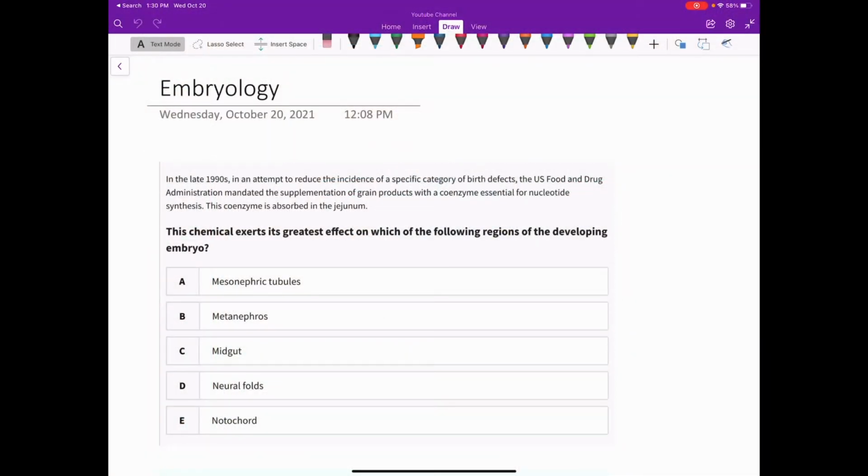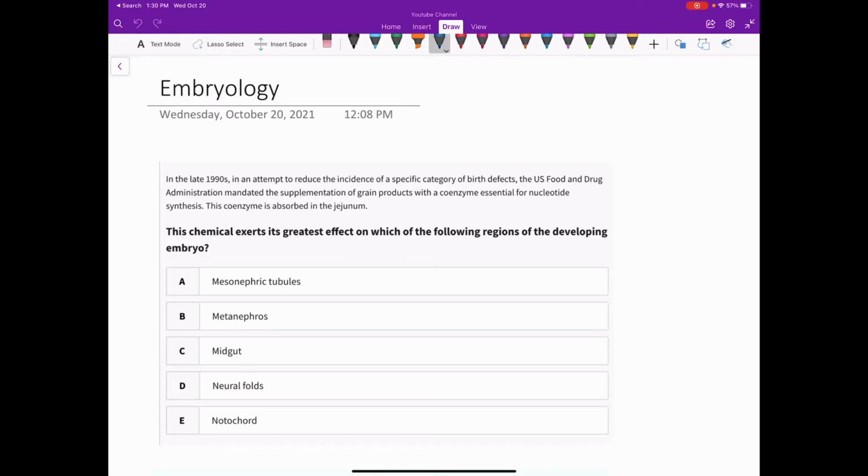Okay, so I want to just cover 3 questions based on what we just went over. In the late 1990s, in an attempt to reduce the incidence of a specific category of birth defects, the U.S. Food and Drug Administration mandated the supplementation of grain products with a coenzyme essential for nucleotide synthesis. This coenzyme is absorbed in the jejunum. The chemical exerts its greatest effect on which of the following regions of the developing embryo?